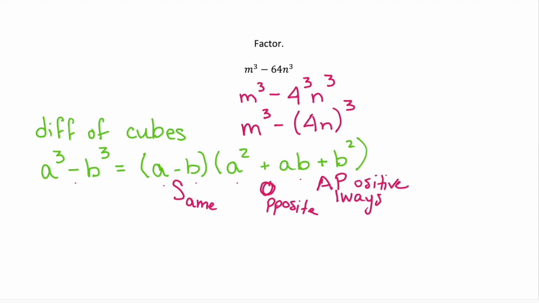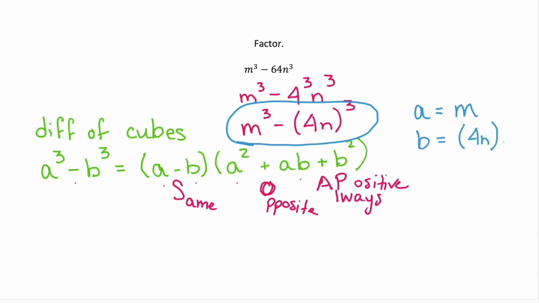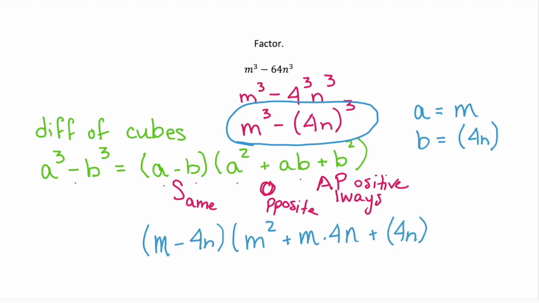And knowing that, we just need to identify what's our A and what's our B in our given cube. So our A here is actually the letter m. And our B is 4 times n. And knowing that, we can just substitute it into this formula. So we have a minus b, or m minus 4n, times a squared, that would be m squared, plus a times b, m times 4n, plus b squared, or 4n, that whole thing squared.